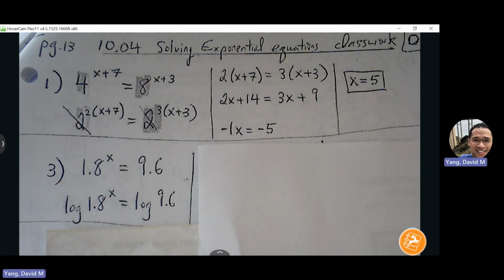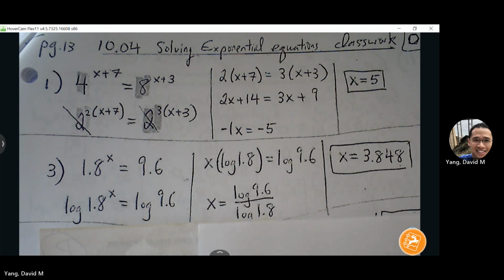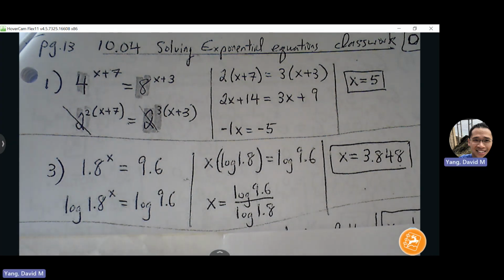Once you take the log of both sides, your exponent is free to come down. And once that exponent comes down, everything opens up. You have division, a lot more operations available to you. Now it becomes x times log of 1.8. To get x by itself, just divide both sides by log of 1.8.